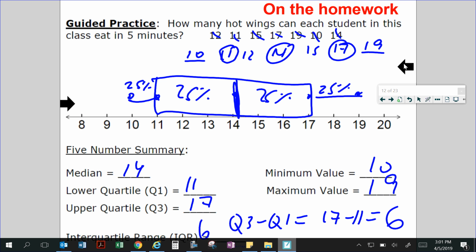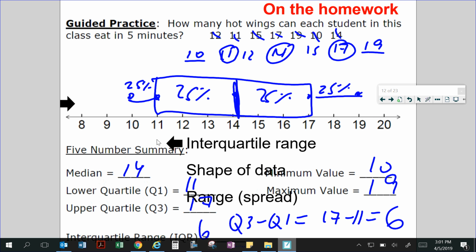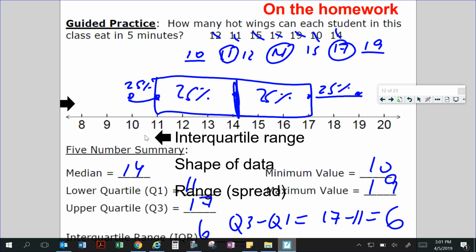Because what if I ask you this question? The shape of data. The range. What is a range? It's spread out from what to what? 10 to 19. How far is it from 10 to 19? 9 spaces. What is the shape of it? It's almost symmetrical. That means the left half almost looks like the right half. And what's the interquartile range? It's how far Q1 to Q3. It is 6 spaces away.